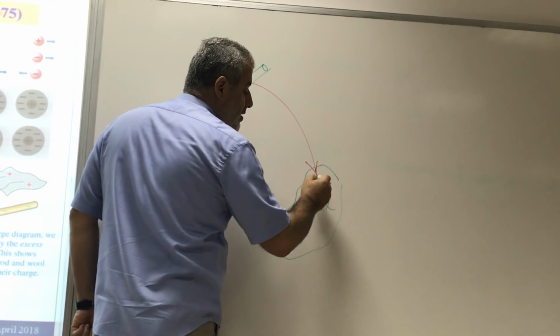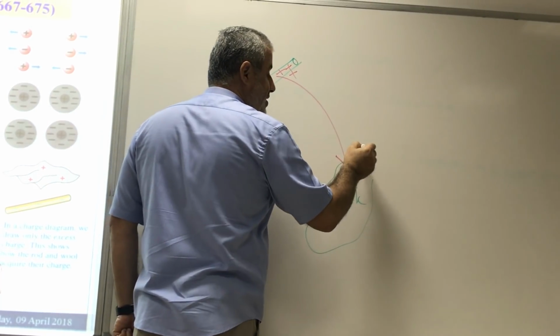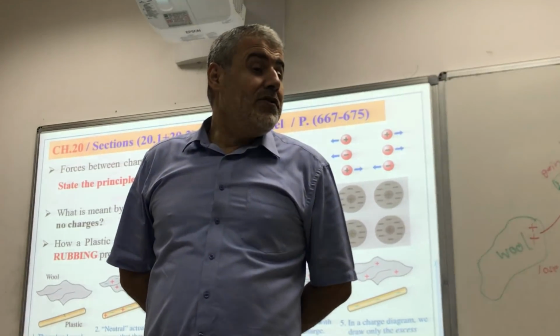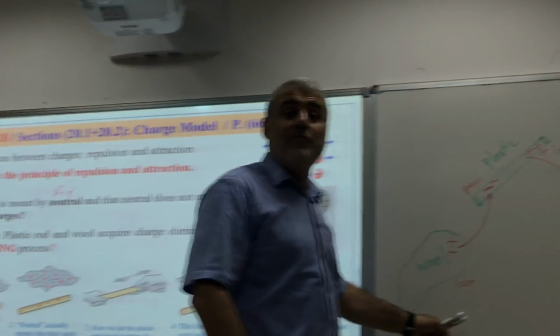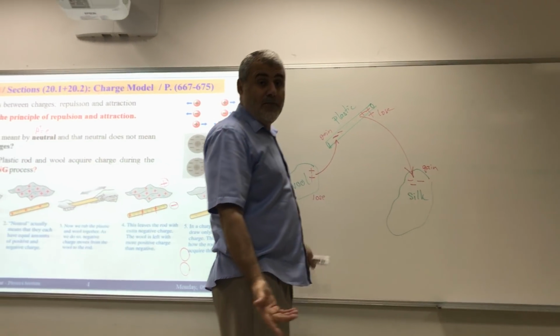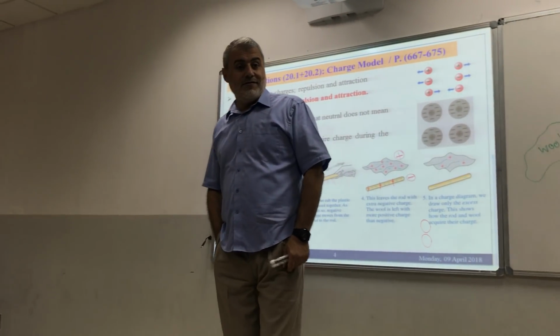The silk becomes negatively charged. Can you justify it for me? Can you tell me why? Because of the material. Sorry? Material for the silk. Yeah, what is it? This is cloth, by the way, a piece of cloth. Silk and wool are similar to each other, right? But why is the behavior different?